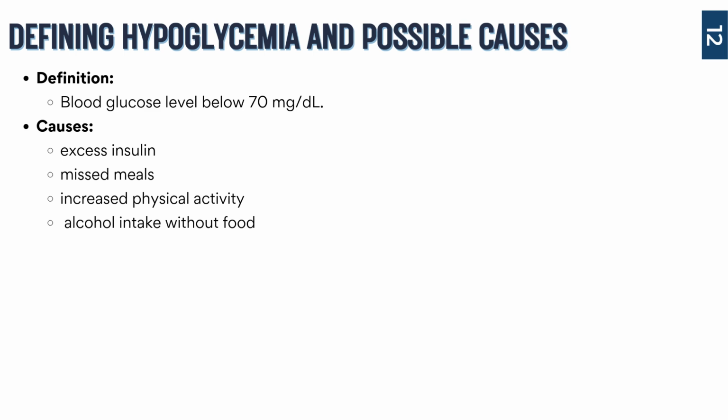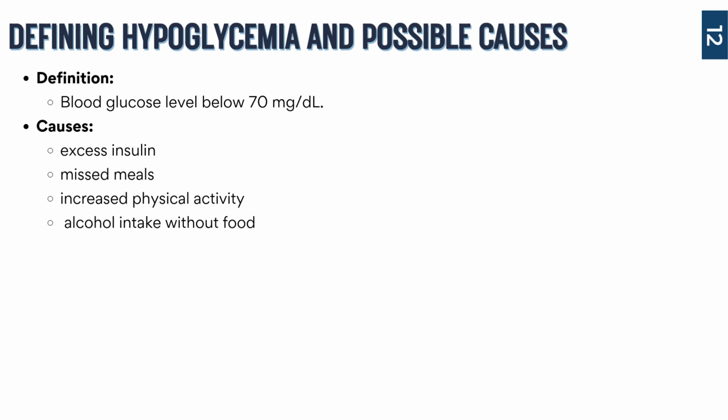So this condition can be quite dangerous because glucose is the brain's primary source of energy. When blood glucose levels drop too low, it can lead to symptoms that affect the brain, like confusion, dizziness, or even loss of consciousness. So several factors can cause hypoglycemia. The most common one is excess insulin, which can happen if a patient takes too much insulin or if they're taking oral diabetic medications that increase insulin production. Another cause is missed meals or insufficient carbohydrate intake after taking insulin or diabetic medications.